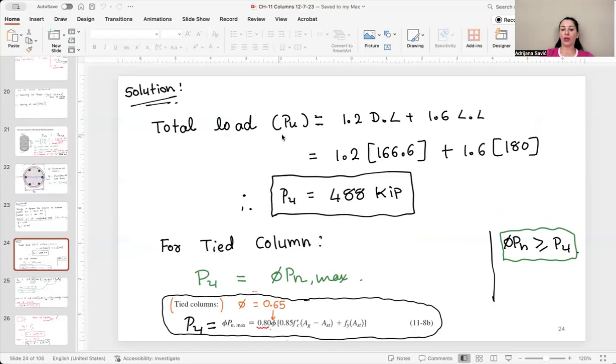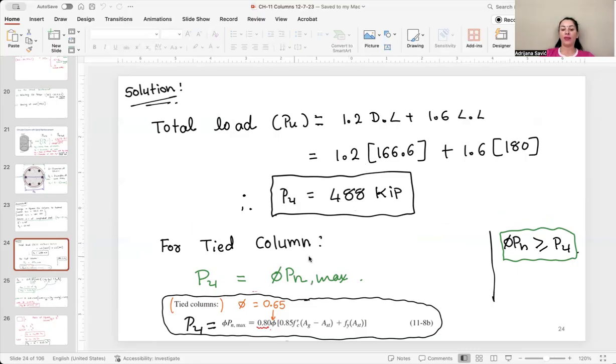So f'c, compressive strength of concrete, is given to be 4 ksi, yielding stress is 60 ksi, and we have total load to be 1.2 dead load plus 1.6 live load. So it will be 1.2 times 166.6 plus 1.6 times 180, which will give me the value of 488 kips.